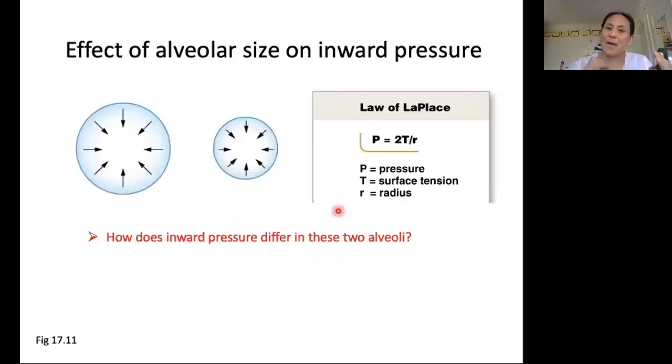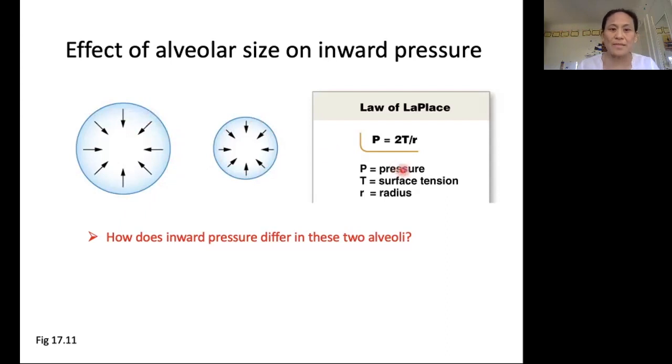We just talked about how surfactant decreases surface tension in the alveoli and how that relieves inward pressure. Now let's take into consideration the size of the different alveoli in our lungs and look at the pressure there. Our lungs have different size alveoli, and the law of Laplace describes the pressure exerted for a certain amount of surface tension for a sphere.